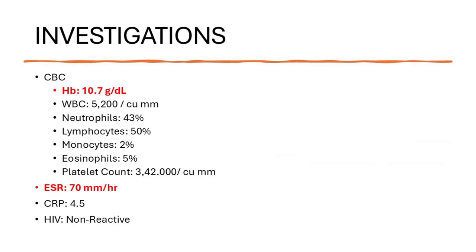Now, the investigations showed a hemoglobin of 10.7, which was low for her. ESR was 70, CRP was normal, and HIV was non-reactive.